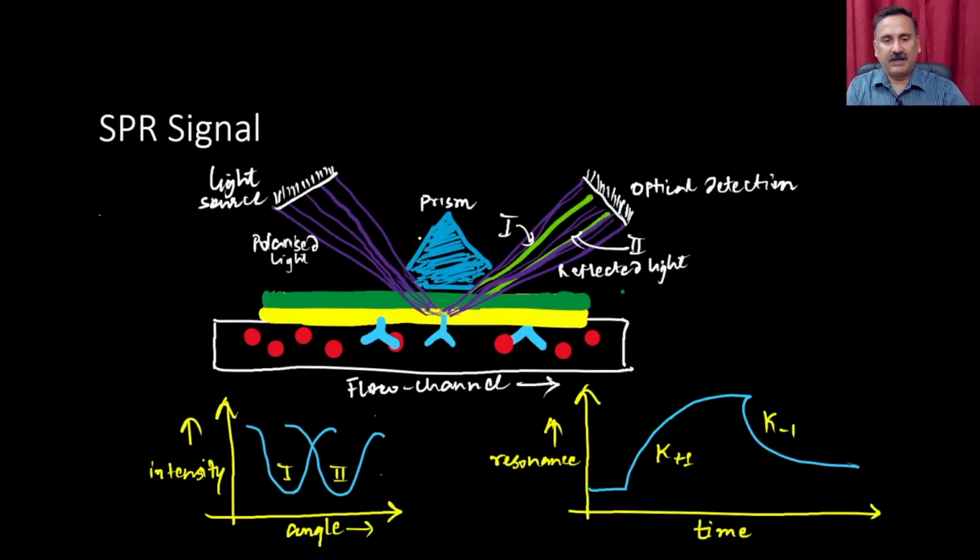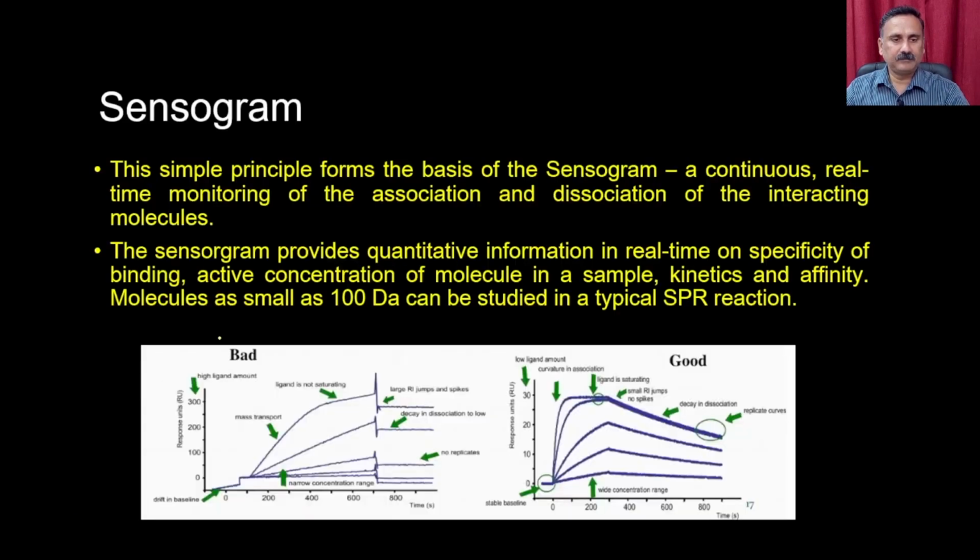And this is what I have explained already, how the SPR signal is actually going to be measured, right? So you are going to see a deflection in this direction when there is association, and you're going to see a movement in this direction when there is dissociation. And this is what it is going to show. This is the association kinetics, and this is the dissociation kinetics. And this is what is called the sensogram.